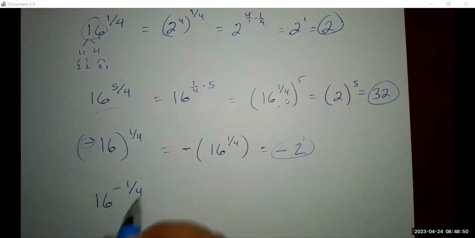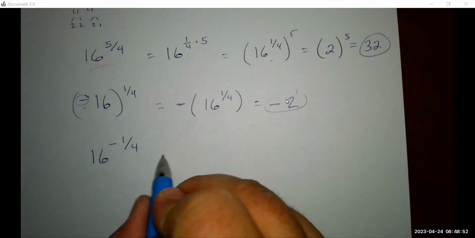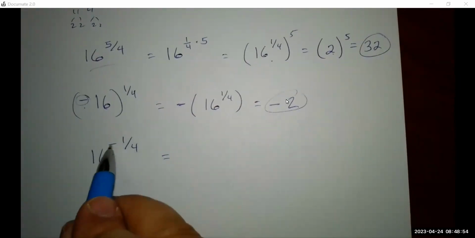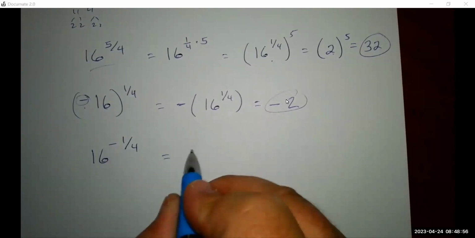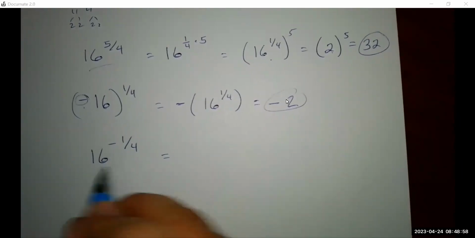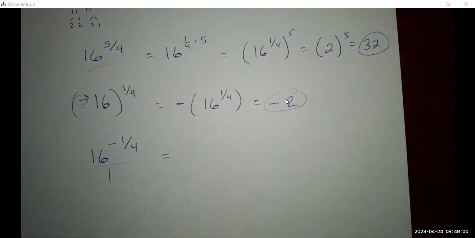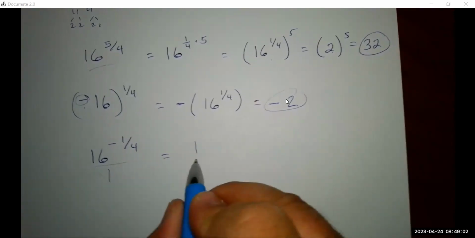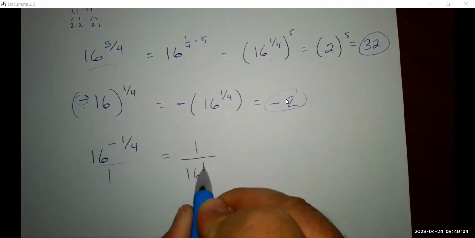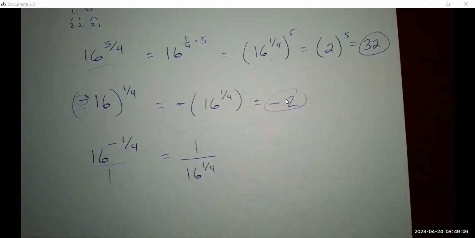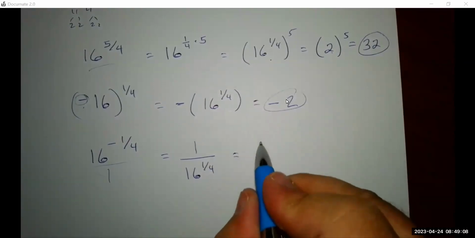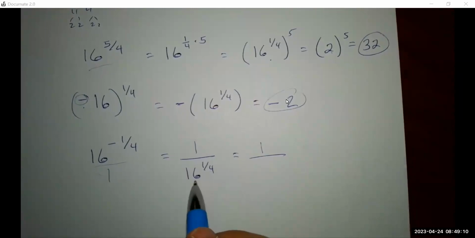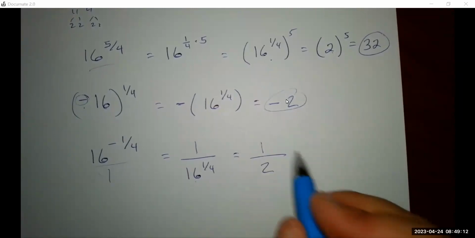16 to the power negative 1/4. Since the exponent is negative and the 16 isn't, and it's over 1, we move it to the bottom and drop the negative. So 16 to the 1/4 is 2, so the answer is 1/2.